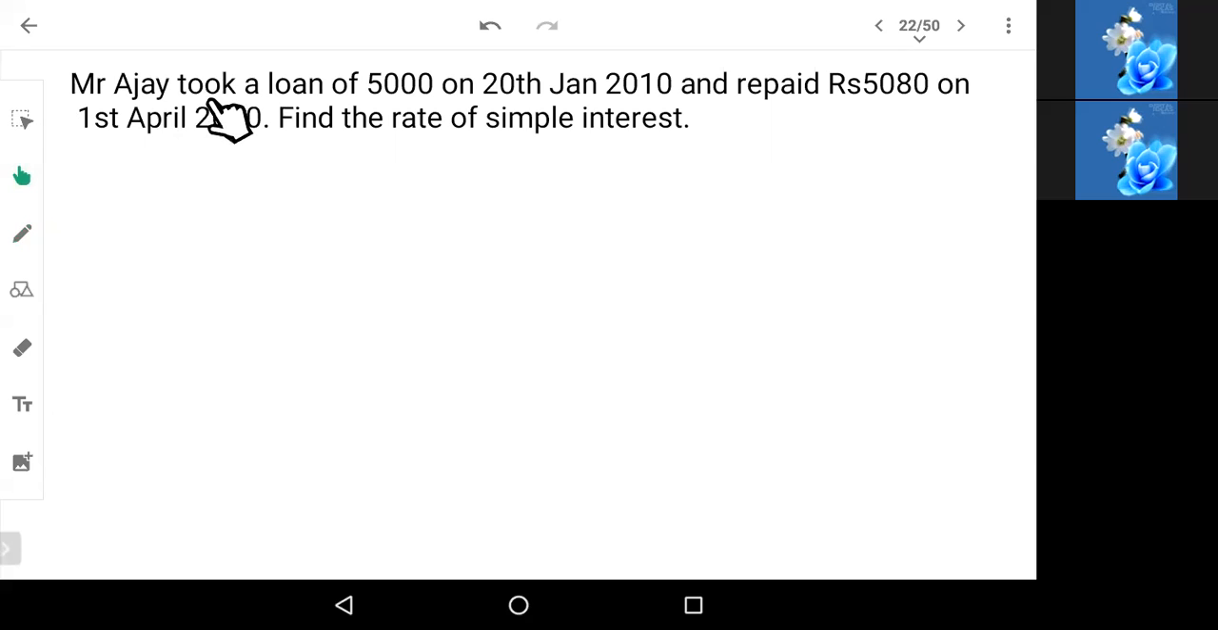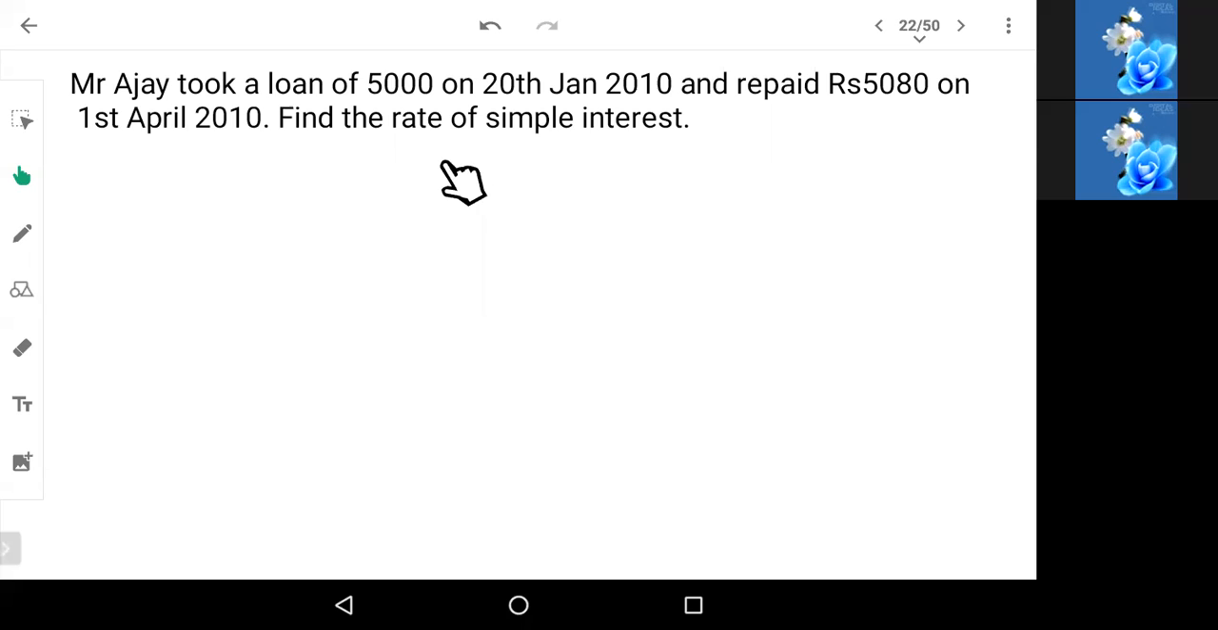Mr. Ajay took a loan of 5,000 rupees on 20th Jan 2010 and repaid rupees 5,080 on 1st April 2010. Find the rate of simple interest. So we are left with a few questions under simple interest. Let's finish that off first before going to compound interest.